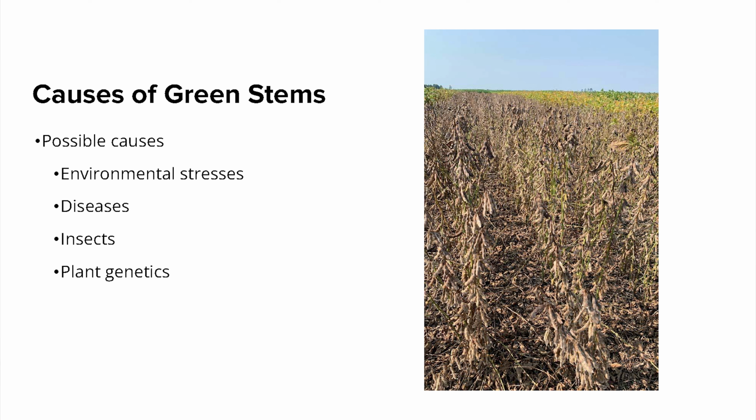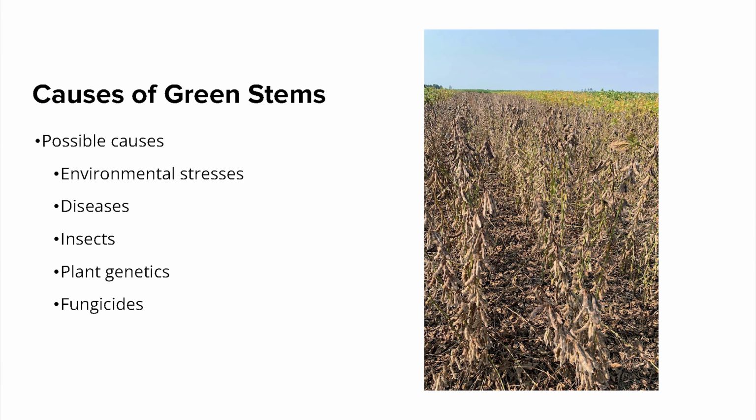Some plants are just genetically inherent, have small clusters of undeveloped pods that will not set any seed. Because of that, that sink is not going to have any place for the nutrients to go, and we can typically see green stems in situations like that. And then we have some chemistries of fungicide that give a green or a plant health effect. Sometimes we can see green stems with these particular fungicide applications, but that relationship is really unknown.